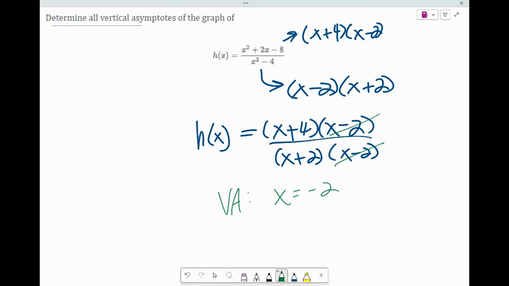So it's important that we think about the numerator as well. If you took the limit as x approached 2, the top would be 0, the bottom would be 0. We'd be able to resolve that and get a finite value for that limit.